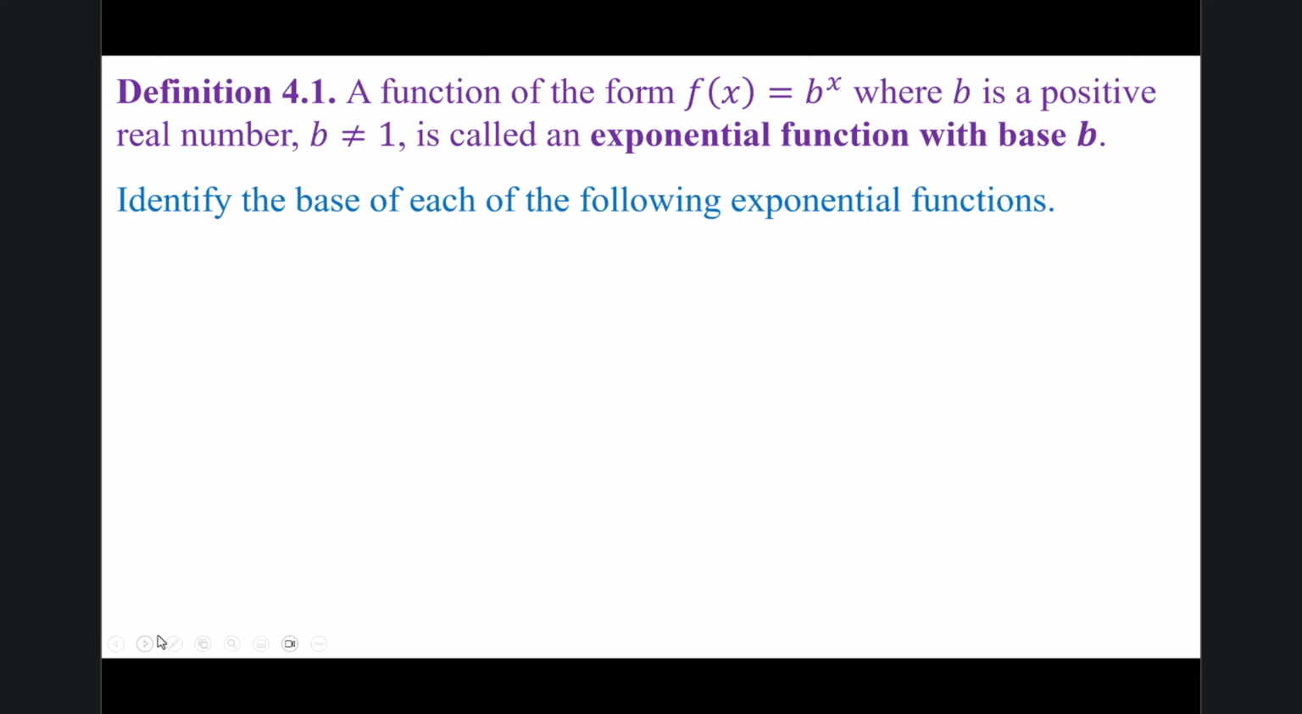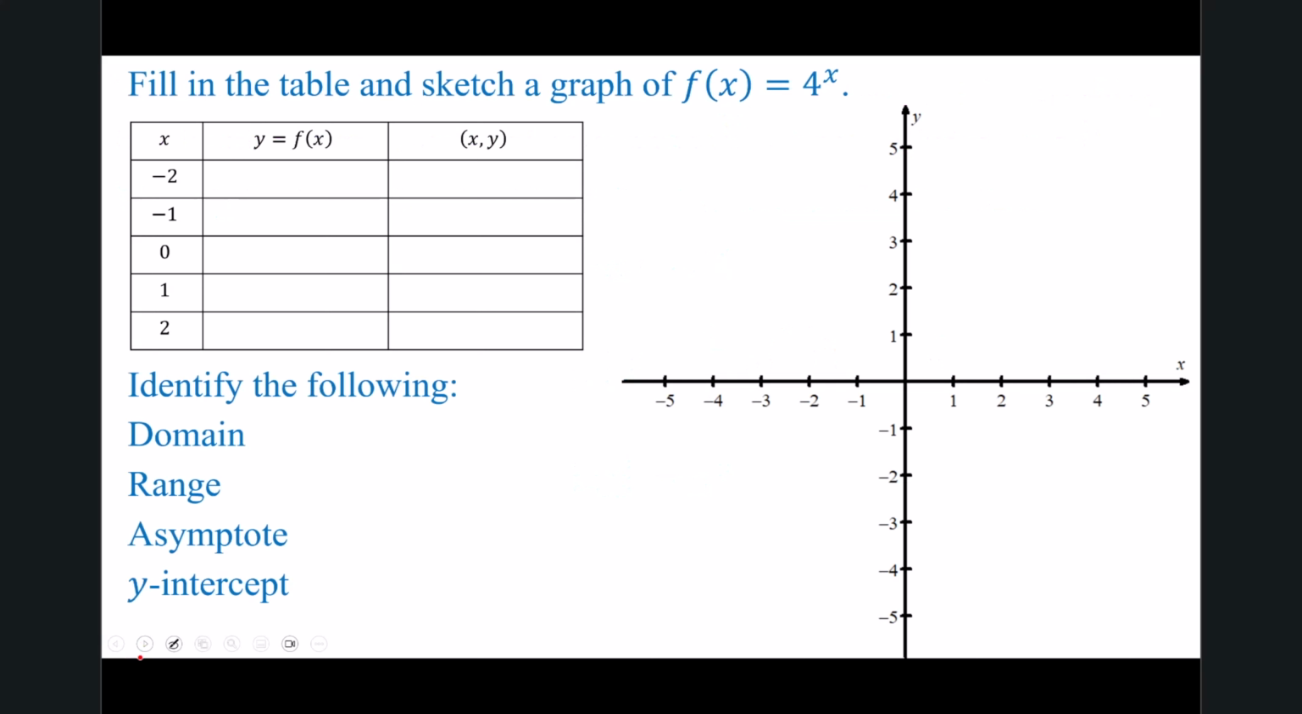Identify the base of each of the following exponential functions. f of x equals 5 to the x. The base here is 5. The next one, g of x equals 1/9 to the x. We could write this as 1/9 to the x power, because 1 to the x is also still 1. So our base for this one is 1/9. How about this one? h of x equals pi to the x. Pi is the base here, and x then is the exponent.